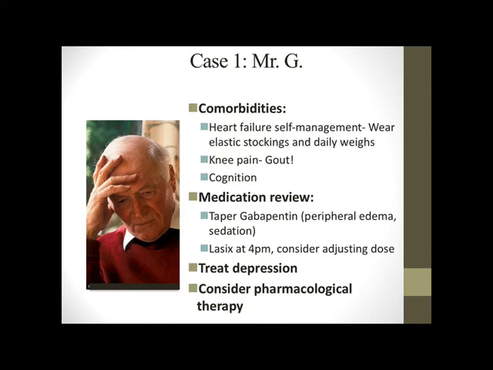Comorbidities, so heart failure self-management, so get him to wear his elastic stockings, do his daily weights to make sure his CHF isn't getting worse. I actually examined his knee and he had gout in that knee, so he's on diuretics, he drinks alcohol at high risk of gout, so let's treat his gout to make his mobility better. And thinking about his cognition, we're wondering, is this guy maybe starting to develop a bit of early dementia related to his vascular disease, which we would want to follow over time. Doing a medication review, you notice he's on gabapentin.